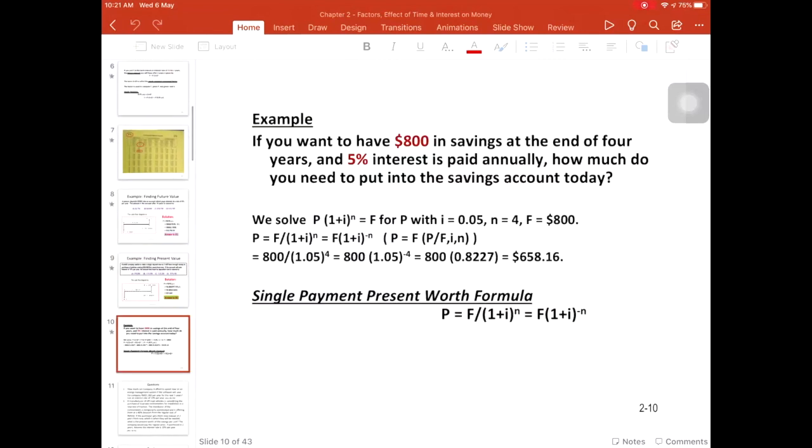Actually, this example is the same example. It shows you how to use the formula and also use the table itself. Actually it's the same steps as we discussed before. Okay? Good. So any questions before we proceed, in terms of F over P and P over F?